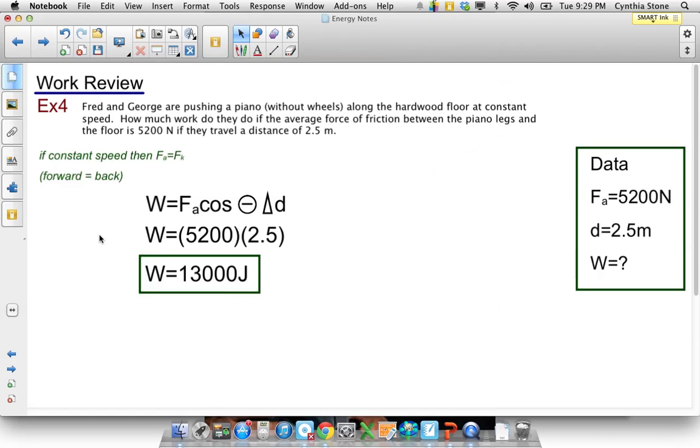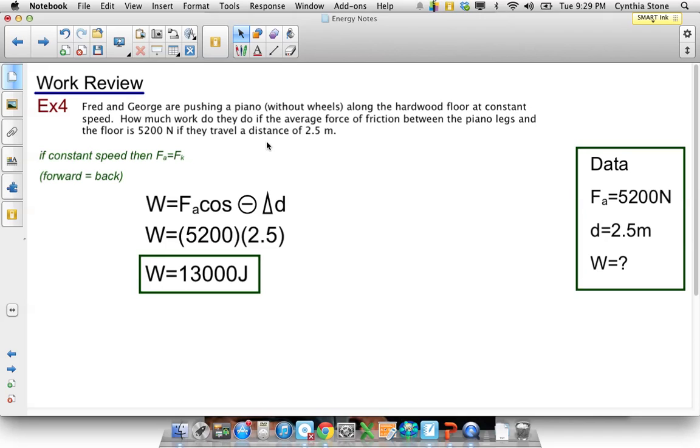Okay, another one. Here we are, Fred and George, excuse me, are pushing a piano without wheels, so they're working against friction. How much work do they do? Given we know the force of friction, and we know how far it travels. So we're going to make an assumption. Oh yeah, constant speed, sorry. It tells us it's constant speed.